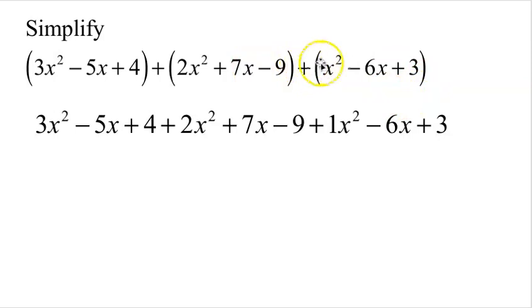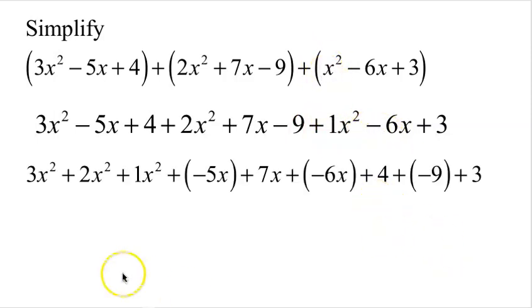I can write it straightforward. Now if there's a minus sign in front of parentheses, then you better distribute that, but that's not the case here. So I have 3x squared minus 5x plus 4 plus 2x squared plus 7x minus 9 plus 1x squared, again no coefficient here, minus 6x plus 3. So I wrote all of the x squareds together, 3x squared plus 2x squared plus 1x squared here. All of the x's together, negative 5x plus 7x plus negative 6x, and then the numbers 4 plus negative 9 plus 3.